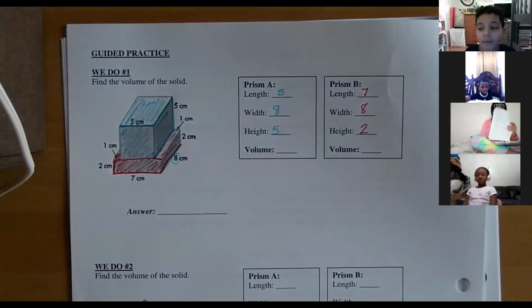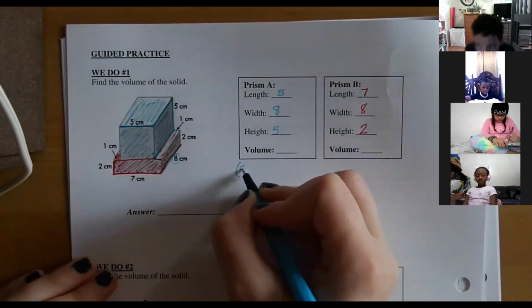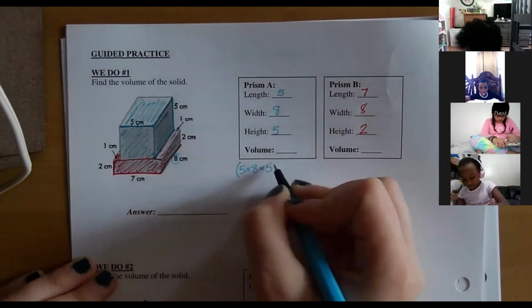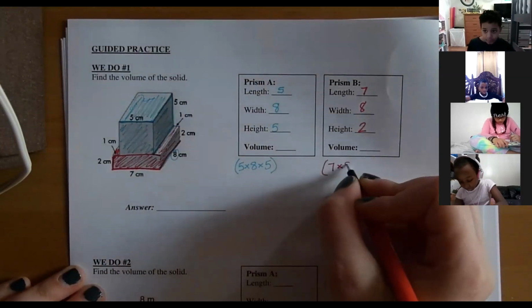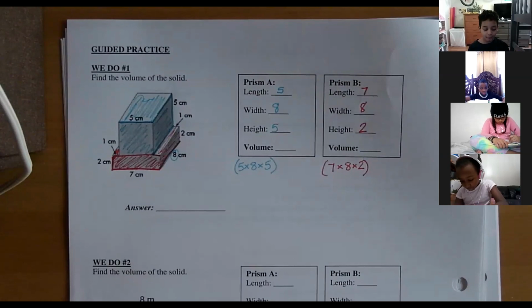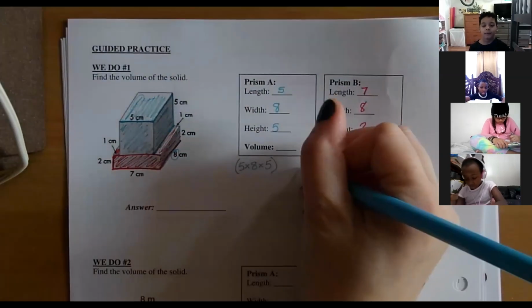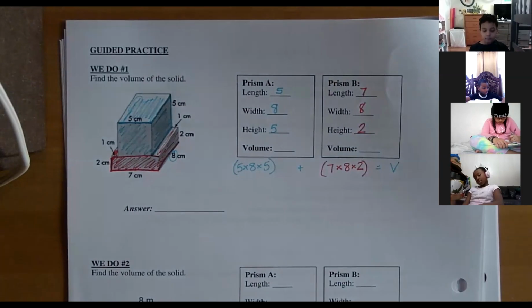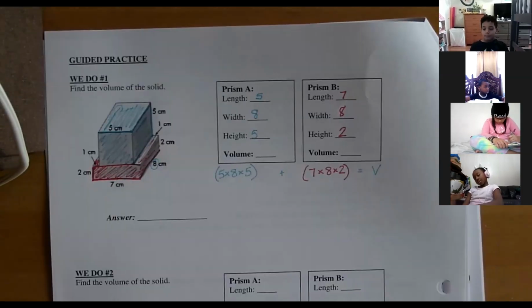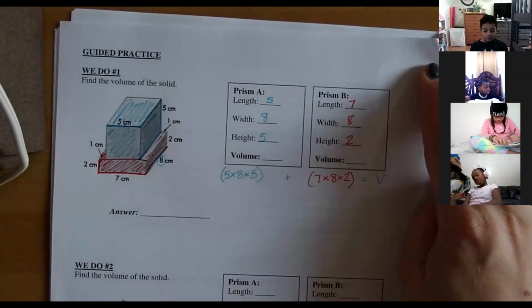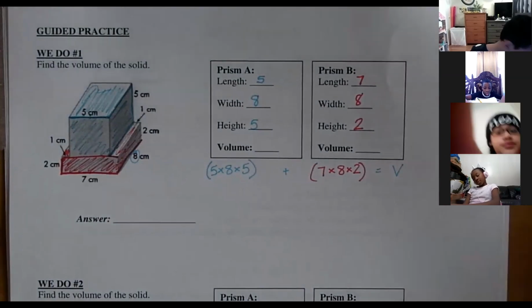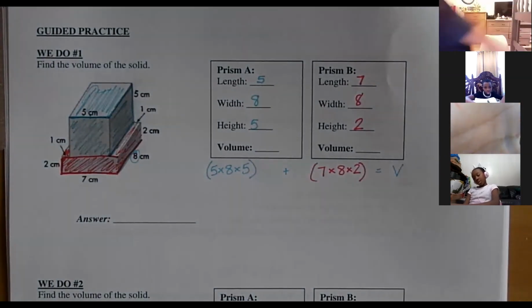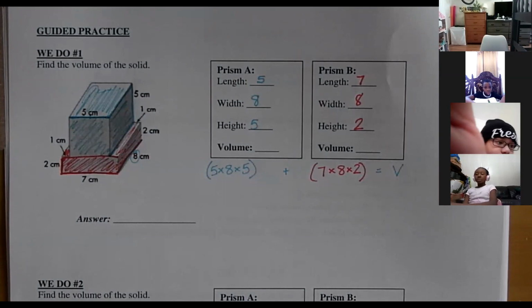So now that I've got the length, width, and height of both Prism A and Prism B, all I've got to do is multiply it out. 5 times 8 times 5. 7 times 8 times 2. And then I'm just going to add those together to give me my volume. I want everyone to go ahead and solve this on a sheet of paper. Going to give you about 2 minutes. You need to be working urgently, solving for volume on a sheet of paper. What is the volume of this prism? Or the solid. It's not really a prism.